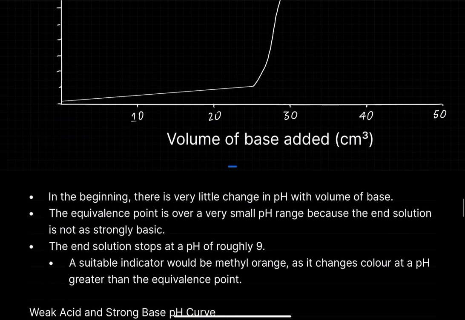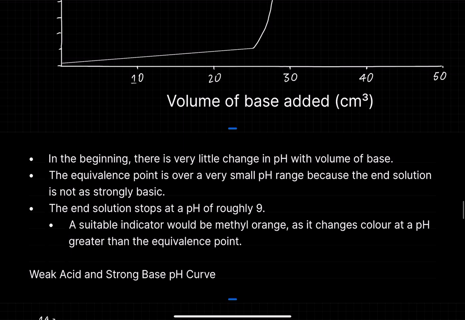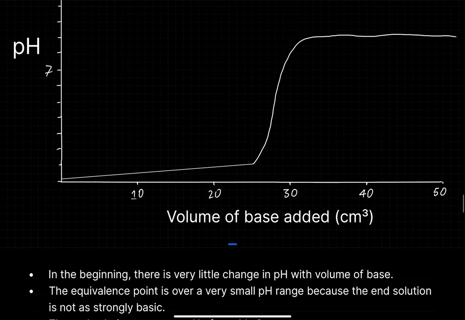I think that's pretty self-explanatory, right? So the end solution stops at a pH of roughly 9, and a suitable indicator will be methyl orange as it changes color at a pH greater than the equivalence point. So it makes sense, right?